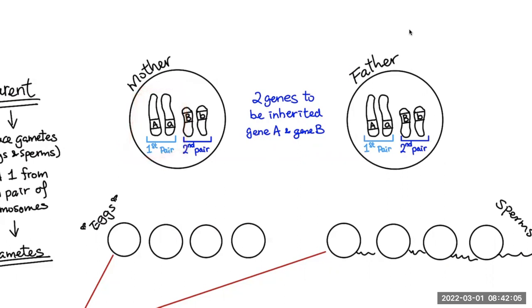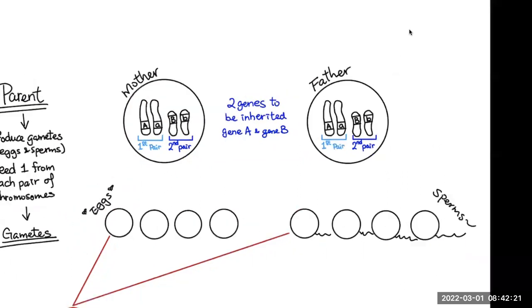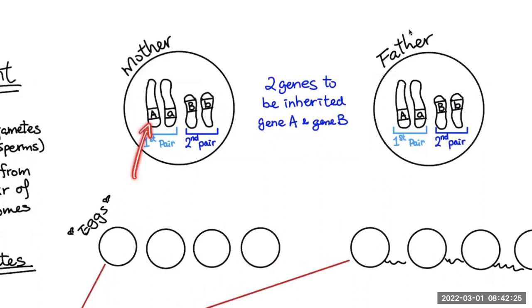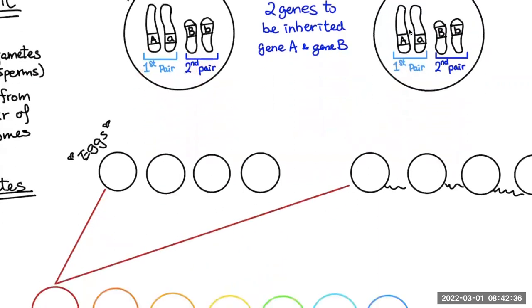So your first pair, and then you have your second pair. A sits on the first one, B sits in the second one. When you produce gametes and try to split the cell in half, each egg and each sperm will get one of the pair. So we need to work out what kind of combinations we can get in the eggs.